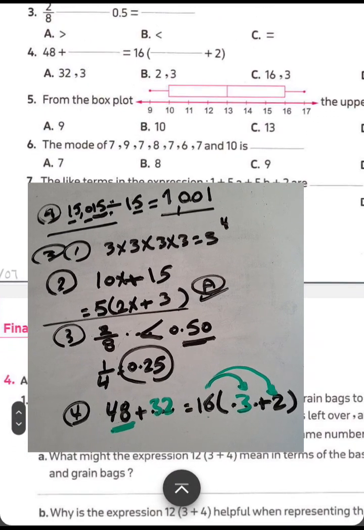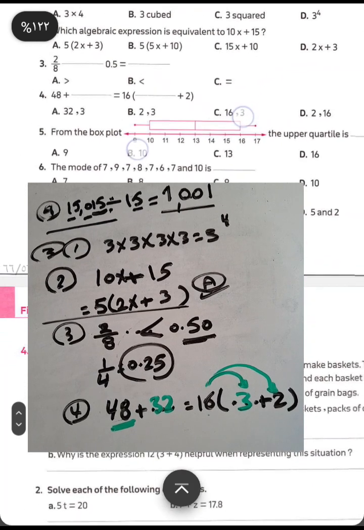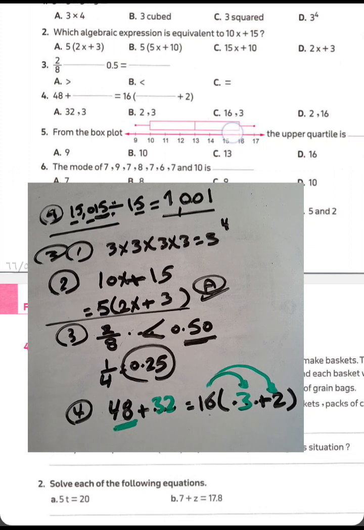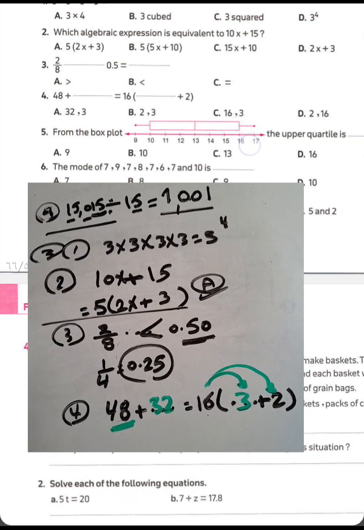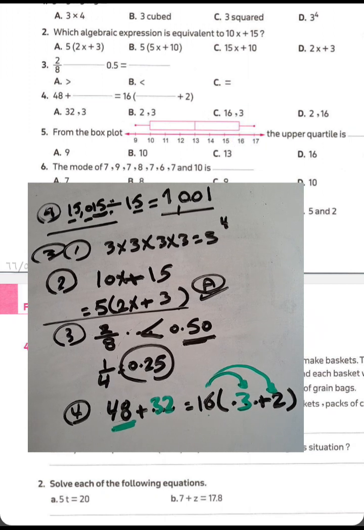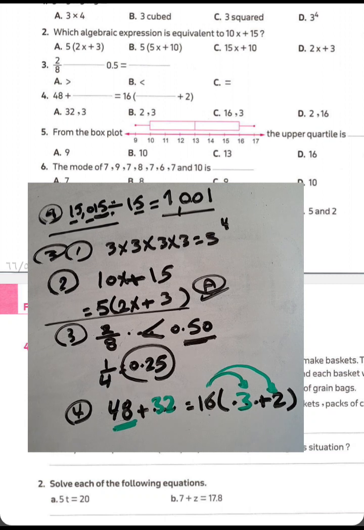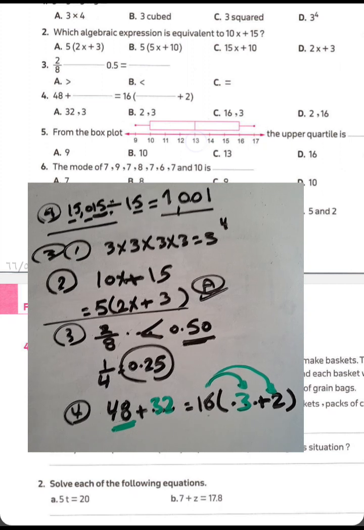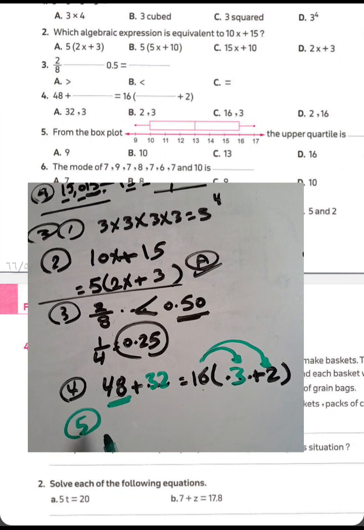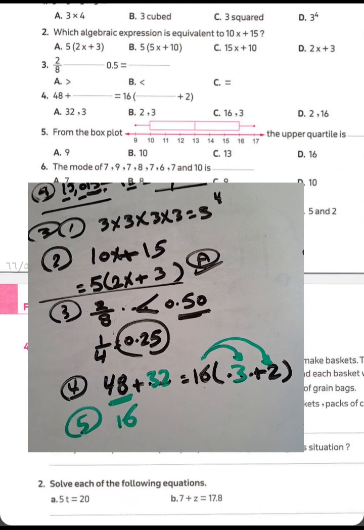Question number 5. From the box plot here, he wants to find the upper quartile. We can find the upper quartile from the box plot here. Look at the upper quartile. This part, this number, will be 16. 16 is the upper quartile, but the lower quartile will be 10. Okay, and the minimum is 9 and the maximum 17 and the median is 13. So in this example, question number 5, he wants to find the upper quartile. The upper quartile will be 16. Choose letter D. Okay, next question.